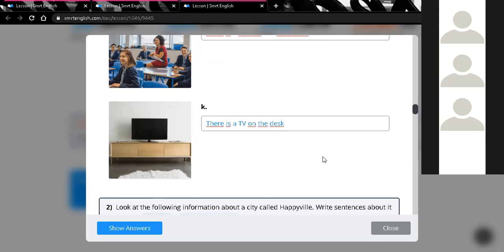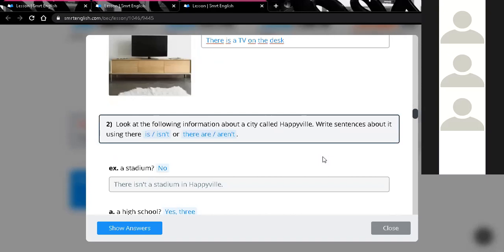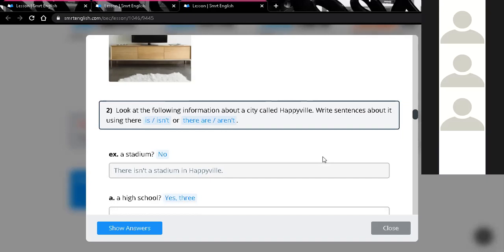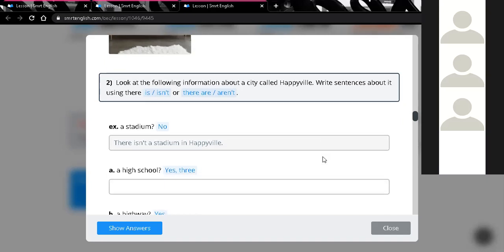Now it says, look at the following information about a city called Happyville. Write sentences about it using there is, there isn't, there are, or there aren't. For example, next to the question, we have the answer. So now we need to make it a sentence. For example, a stadium, no. So then there isn't a stadium in Happyville. A high school. And it says yes, 3. So how can we make it a sentence?